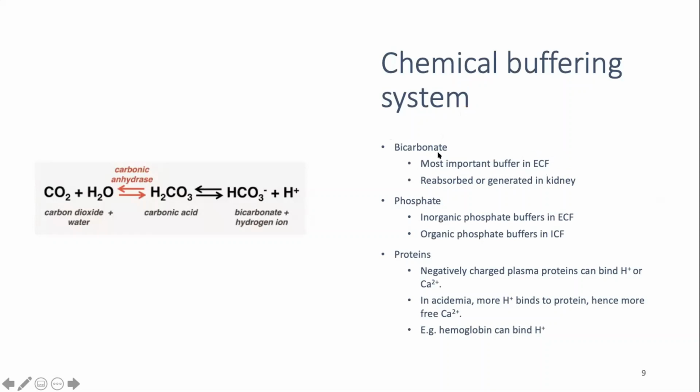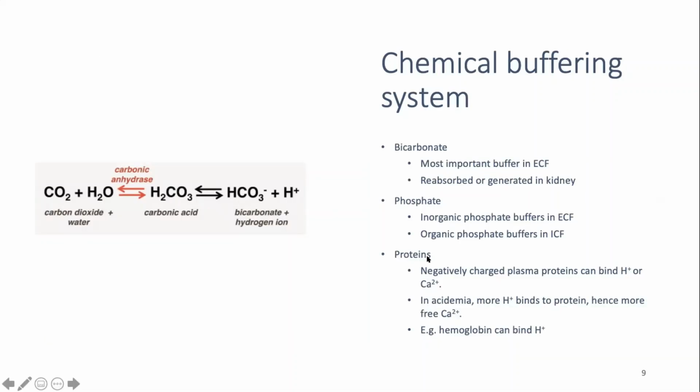And where does this bicarbonate come from? It is usually from the kidney. Either it is reabsorbed in the kidney, or the kidney actually generates this bicarbonate. In the ECF, another buffer system is the phosphate, specifically the inorganic phosphate. In the ICF, in the cells themselves, there are two buffering systems as well, which are the organic phosphate and also the proteins.